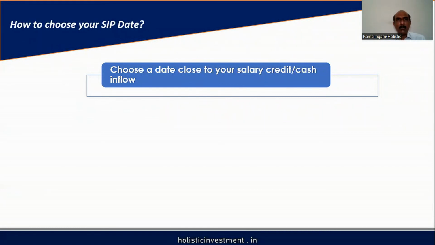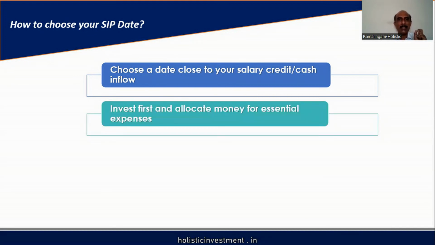So one simple suggestion we can make is, choose a date close to your salary credit or cash inflow. As simple as that, so that you will be able to invest quickly. You will not spend that money, right? So choose a date which is closer to your salary credit. Then obviously, you will be investing first and then spending. This is what Warren Buffett also suggests. Save first and spend later.